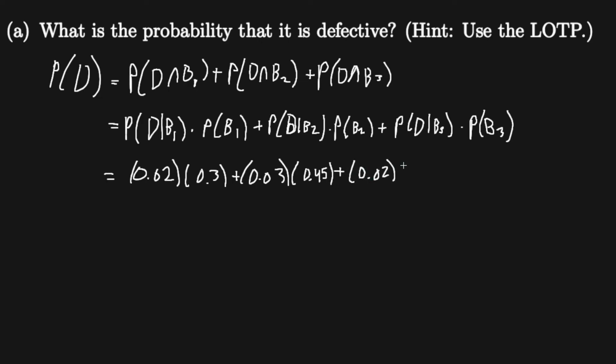0.02 times 0.25 is equal to 0.0245. Yep, it's equal to 0.025. There we go.